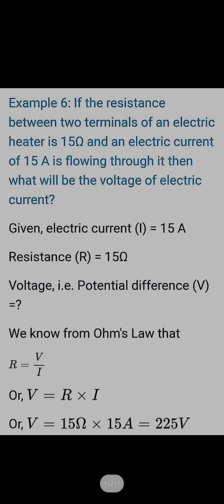Okay, here also the same example: between the two terminals of an electric heater, 15 ohms resistance is given, and 15 ampere current is given, but we know V is equals to IR. On multiplying this 15 ampere and 15 ohm, we will get the voltage, that is the potential across the terminals of an electric heater. So we have to find out the potential between the two terminals, that is given as 15 into 15, that is 225 volts. Okay, so this is about the Ohm's law, that is the second topic of your chapter.